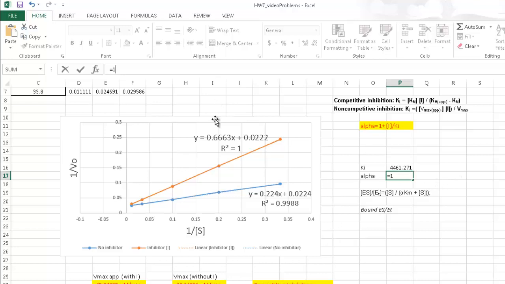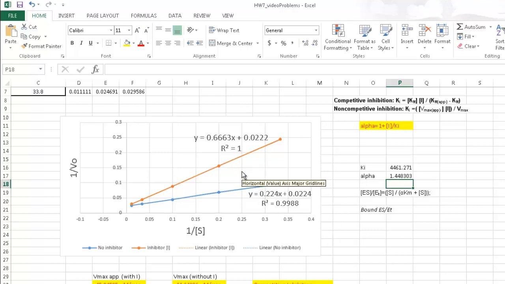So I can just plug that into my Excel. 1 plus our inhibitor concentration is 2000 divided by our Ki is 4461. Okay, all my equations are shown right here, and my alpha value, or my modulator, is 1.44 or 1.45. So this gets shifted 1.45. There's no real units to that. It's just a factor. So this gets shifted by a factor of 1.45.